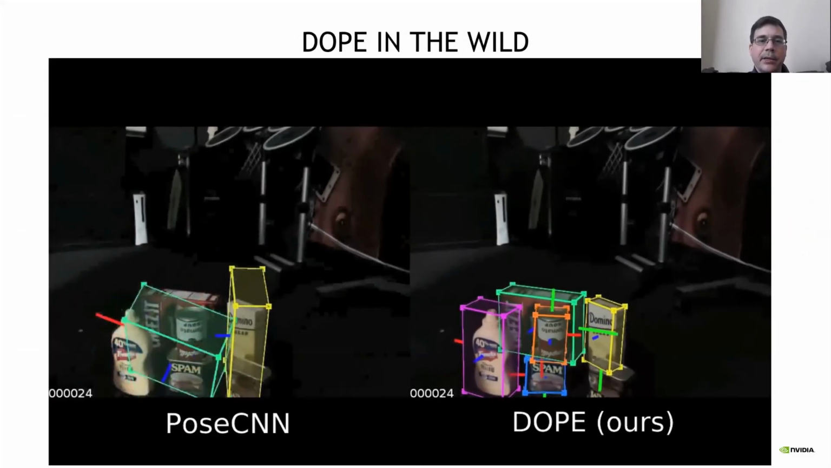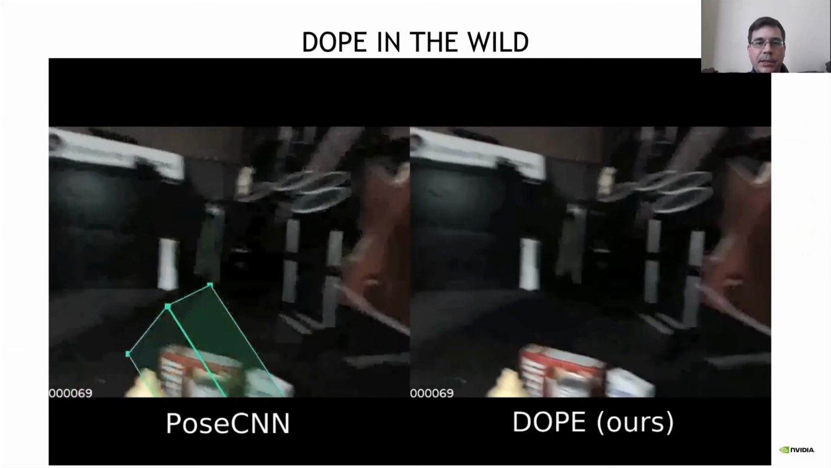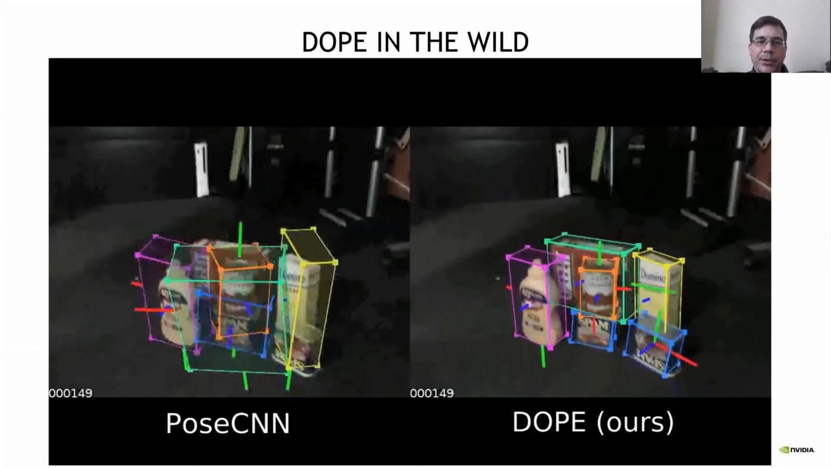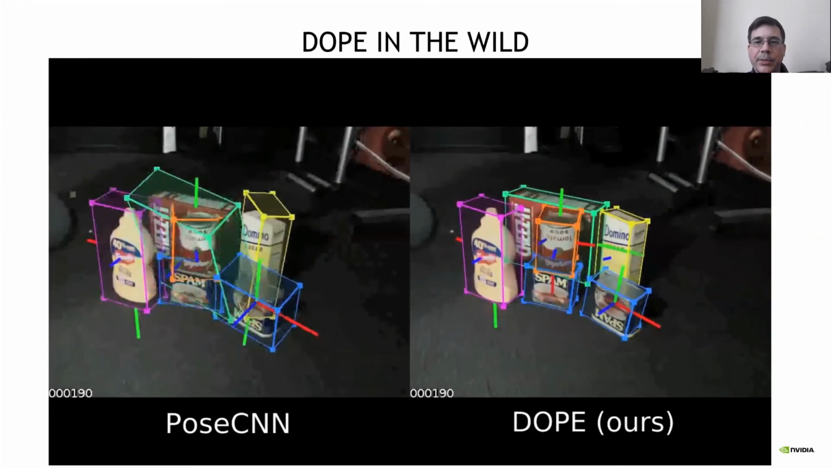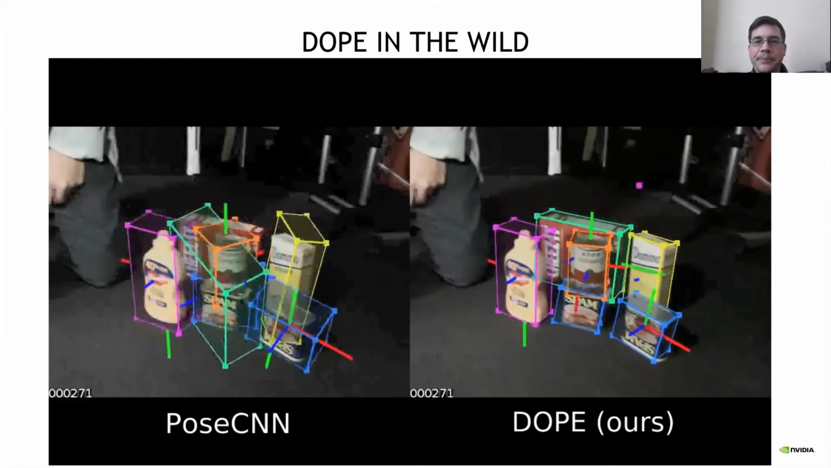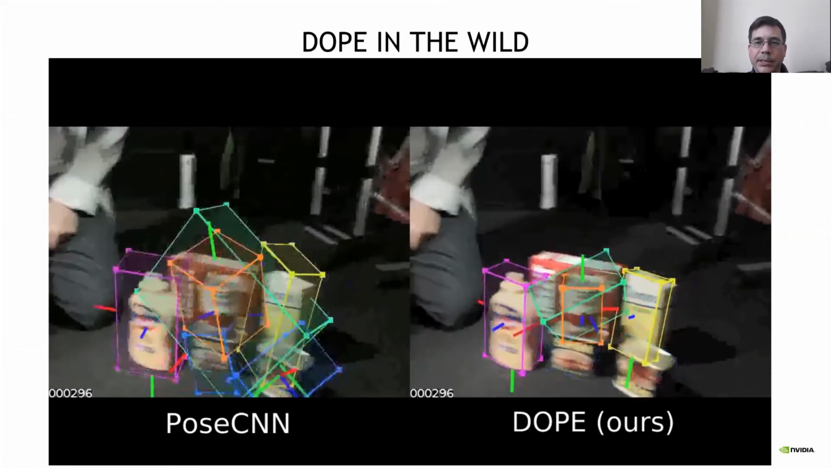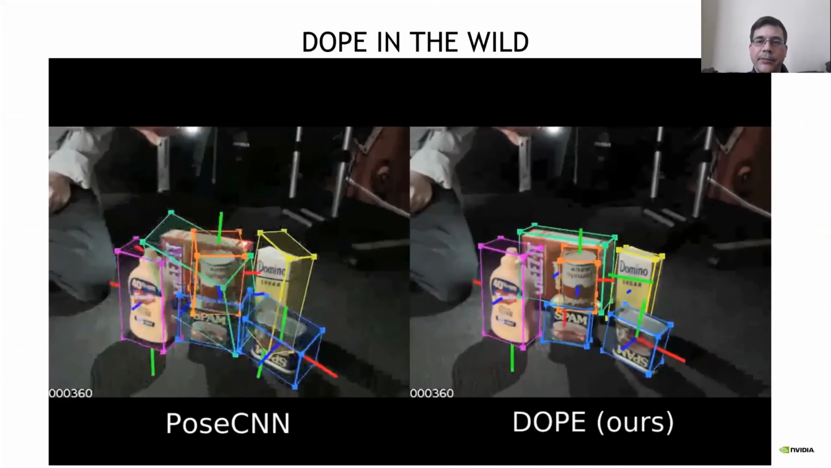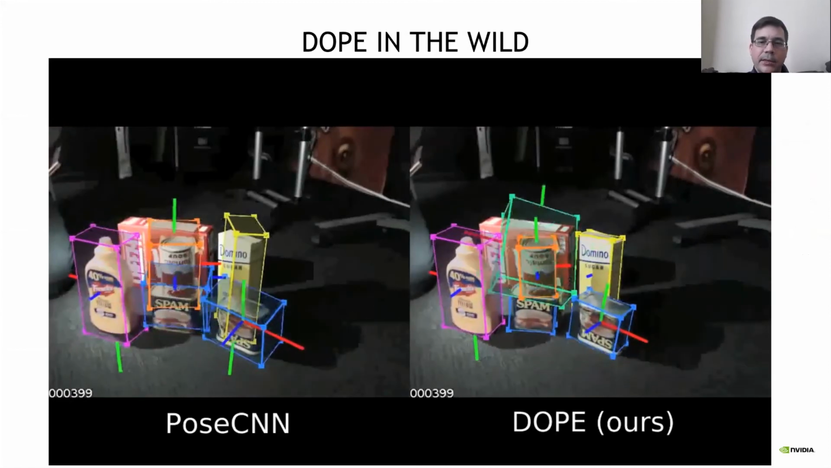These are the results of our DOPE network side by side with PoseCNN on some real images with some challenging lighting conditions, and you can see that it's more stable. Again, we're not doing any kind of temporal processing, so if we filter these, we could get even better results. But even without filtering, they're fairly stable.